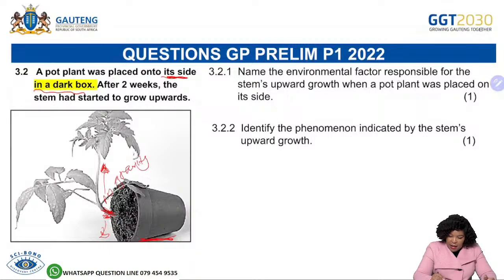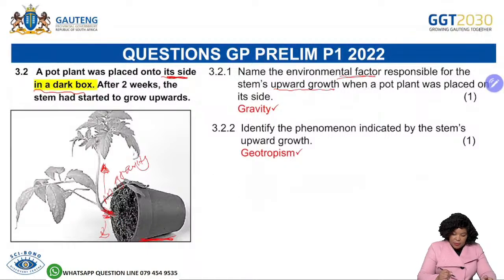Name the experimental factor responsible for the stem's upward growth when a pot plant was placed on its side. So you think, what made this stem grow upwards, or what is that environmental factor that caused this to happen? It is gravity. And before you even ask this question, you knew, because you tried to analyze this investigation on your own before you even went to the questions. Right, and then let's go to the second question.